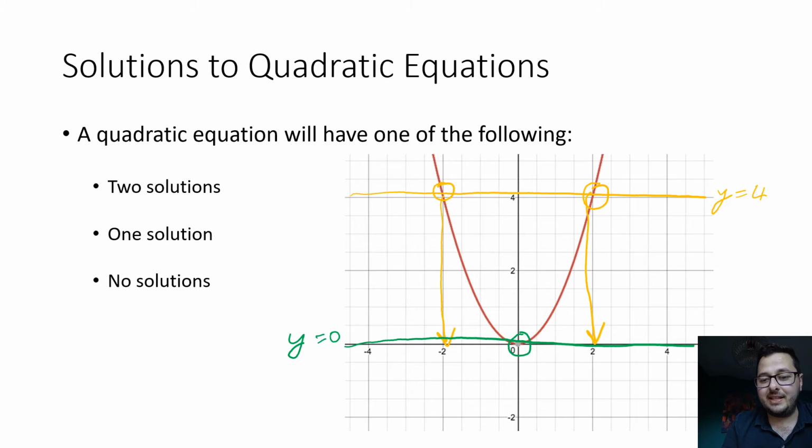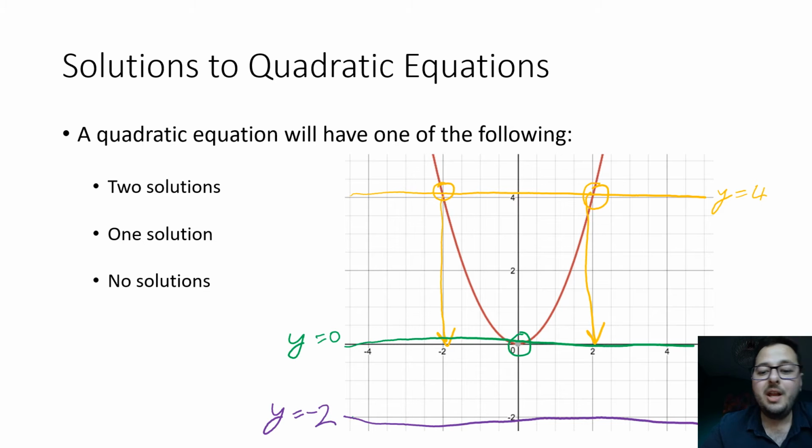And then there are some cases where there are no solutions at all. Like if I go lower than y equals 0, so if I go down here, let me grab a different colour. So let's just go for instance, y is minus 2. There we go. So let's let that be y equals minus 2. Well, that doesn't touch the graph at all, does it? It just kind of sails underneath it. So that quadratic equation equaling minus 2 will not have a solution.